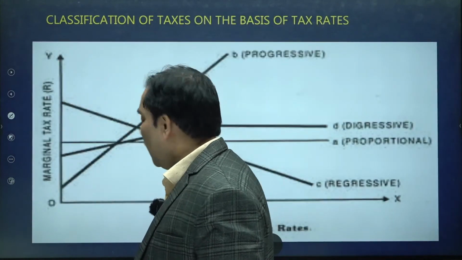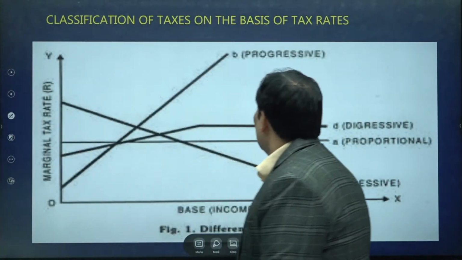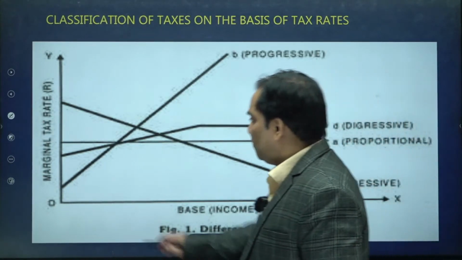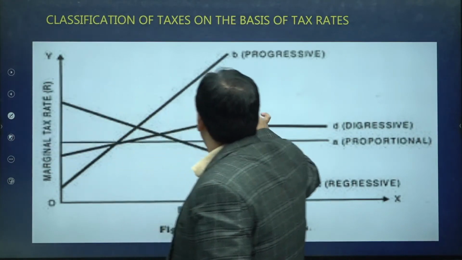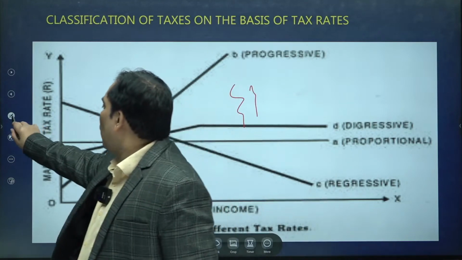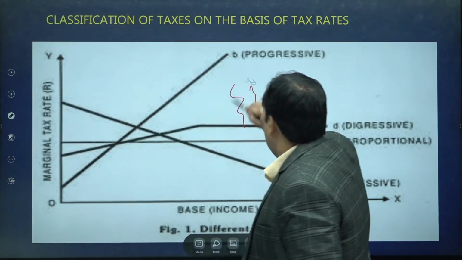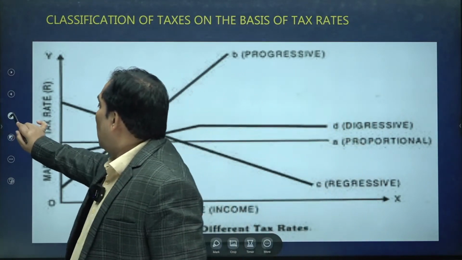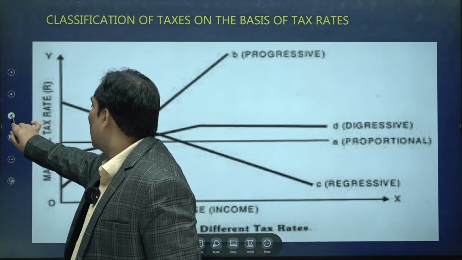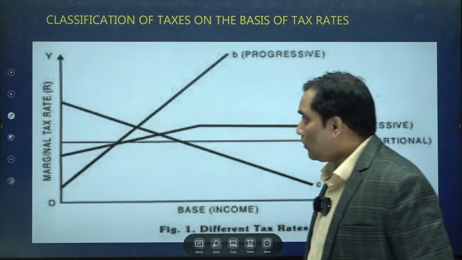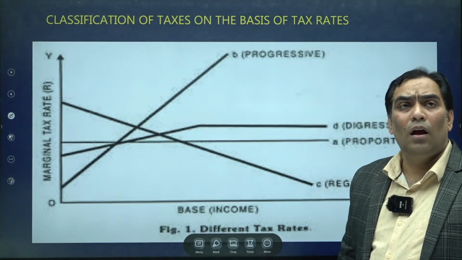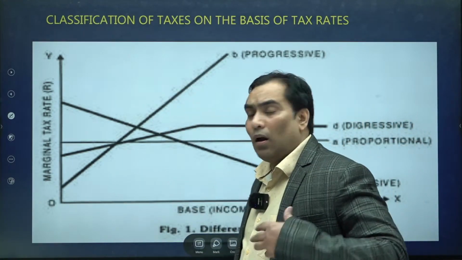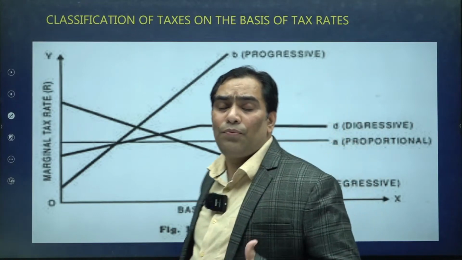Now we are going to proceed further, and I will try to explain these different types of tax rates with a diagram also. I think red will be okay for this. Is it okay? Red is okay here. So I will explain these types of tax systems with the diagram.